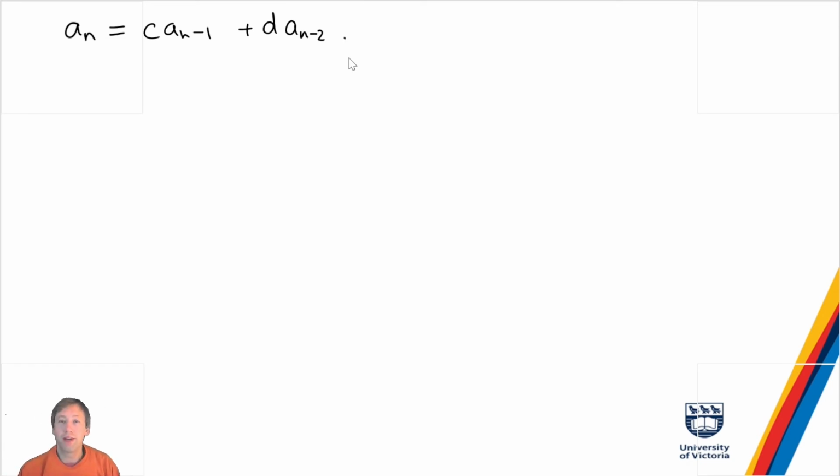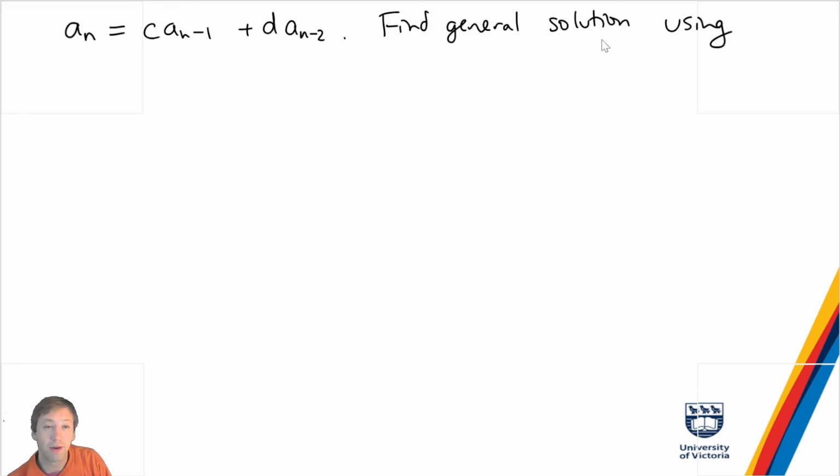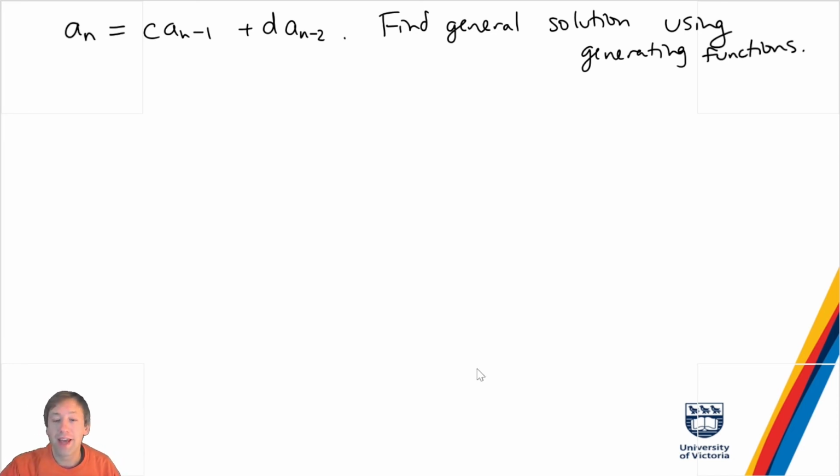And you were asked to find the general solution, but assume that you weren't told about the characteristic equation. So let's find the general solution using generating functions. And then we'll see that it actually turns out to be the same thing as what we would have gotten by using the characteristic equation.